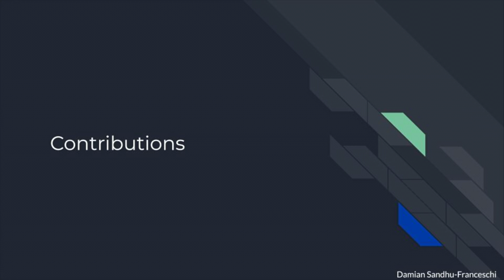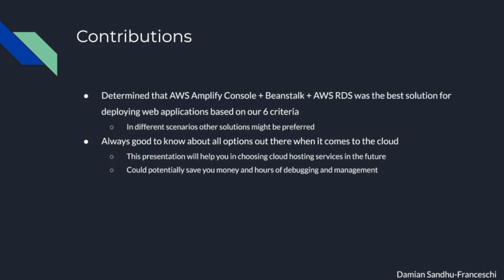We're just going to get into the contributions here. So, contributions. Well, what did we do? What did we actually find out? Well, we found out that AWS Amplify Console for the front end, AWS Elastic Beanstalk for the back end, and AWS RDS was the best combination solution for hosting this web application based on our 6 criteria.